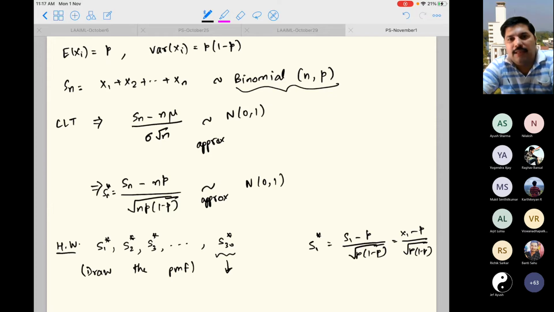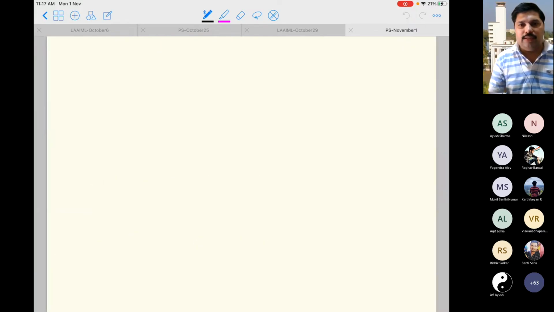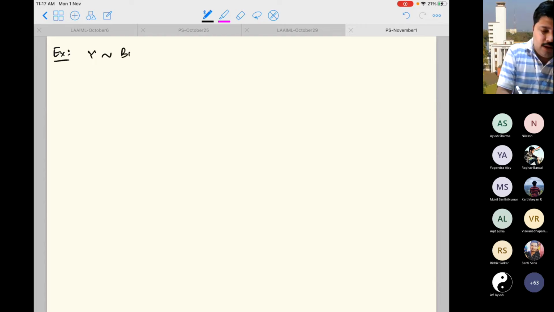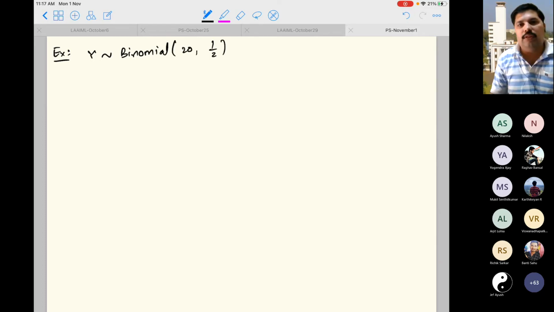So now how will we apply the central limit theorem? How will we apply the central limit theorem here in approximating the probabilities? Let us quickly find out. Let us consider an example. Suppose Y is a random variable which follows a binomial distribution with two parameters, 20 and half. So this is binomial with 20 and half.